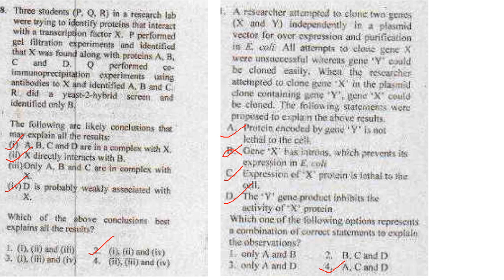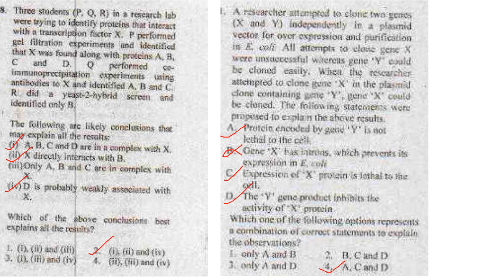E. coli. He was unsuccessful in cloning gene X alone, whereas gene Y he could clone easily. And now when the researcher attempted to clone gene X in the plasmid containing gene Y, gene X could be cloned easily. So what are the inferences that you draw from this experiment? That is what they have asked.